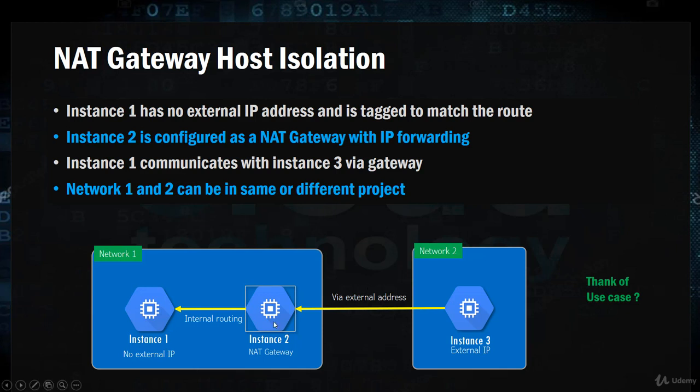You can again go ahead and create some firewall rules. You can restrict traffic from a particular instance only to instance 2, right? So you can have all those rules defined to restrict any other traffic to this particular instance 2. And that's it for NAT gateway host isolation.